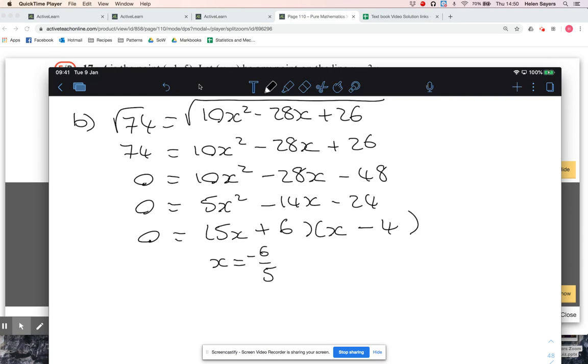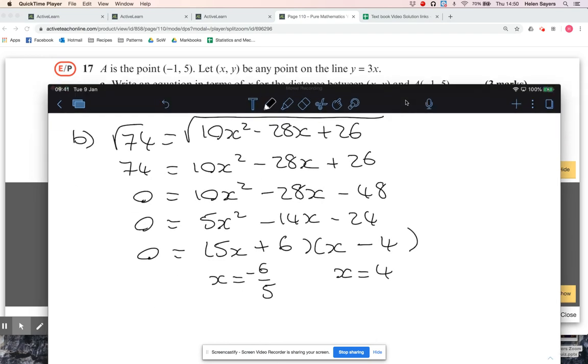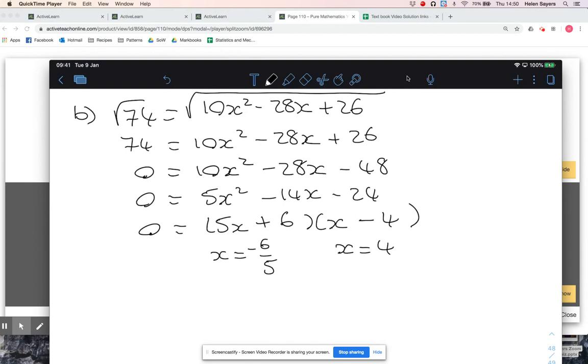So that will give me minus 6 over 5, and that will give me 4. And I imagine I need the coordinates. Find the coordinates, yeah. And it doesn't say which one's B and which one's C. So don't forget, these coordinates are both on the line y equals 3x. So that's going to be the easiest way to get the y coordinate.